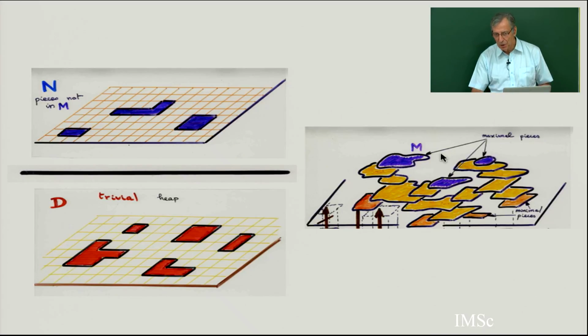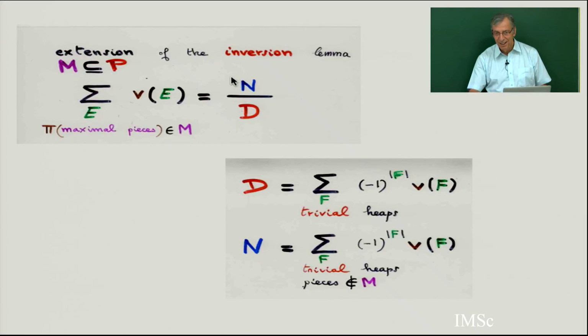So the generating function of such a heap is going to be the ratio of these 2 trivial heaps. In blue is the trivial heaps with pieces not in M. And here, all possible pieces. So the empty trivial heap, the 1, is important because in my generating function here, it's going to be 1 plus something, and D will be 1 plus something.